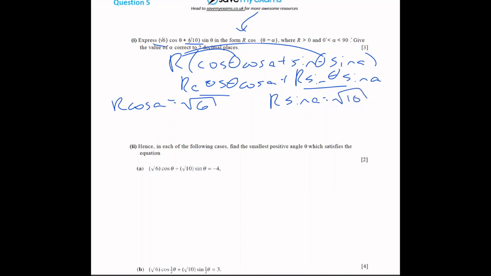And now I can have my sine over cosine cancel out my R's. Sine over cosine is tangent. Square root 10 over square root 6, which I can't simplify like a perfect fraction. I just have to take the inverse tangent on both sides. I have it on my paper. I just have to flip it over. 52.24.